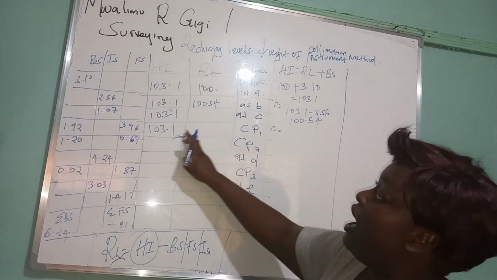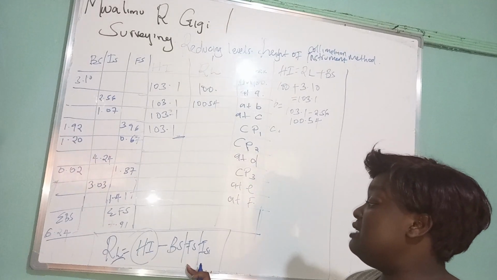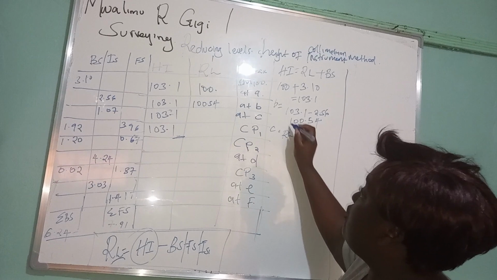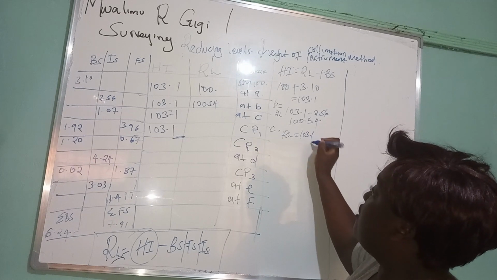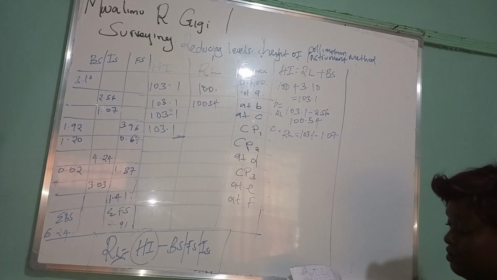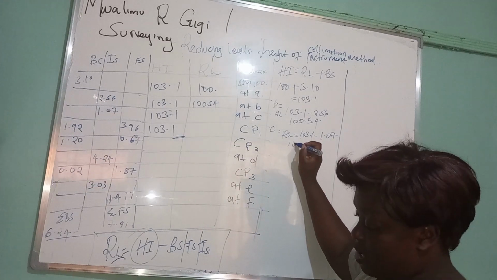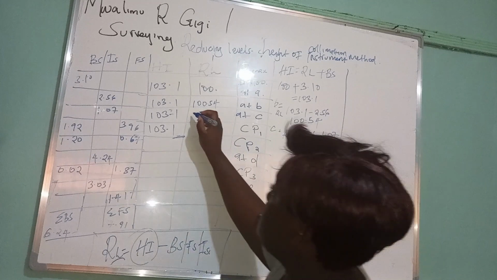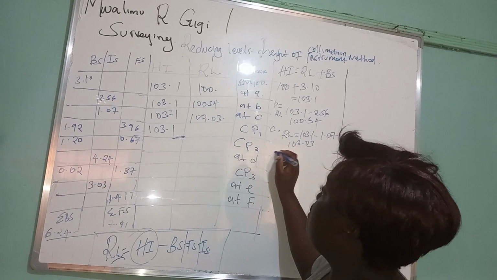At point C, we have the height of instrument and an intermediate sight. So the reduced level at point C is 103.1 minus 1.07, which is 102.03. So the reduced level is 102.03.